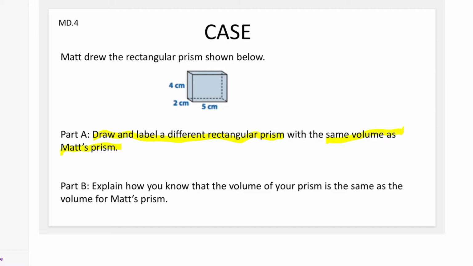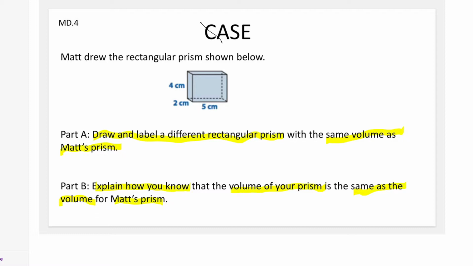Now I'm going to be chunking part B. Explain how you know that the volume of your prism is the same as the volume of Matt's prism. I'm going to be chunking explain how you know, volume of your prism same as the volume Matt's prism. Now I can cross off the C because I am done chunking.